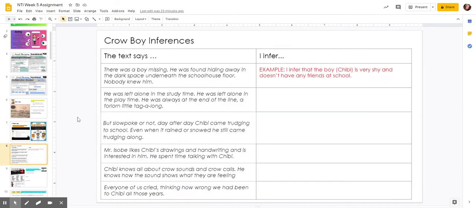So on the next slide, there is a sentence or two from the story. Once you read that, think about what's going on, think about what you know about that situation, and then make an inference. So I already did one for you for an example. There was a boy missing. He was found hiding away in a dark space underneath the schoolhouse floor. Nobody knew him. My example, I infer that the boy, Chibi, is very shy and doesn't have any friends at school. So depending on your schema or background knowledge, your inference might be a little bit different, and that's okay.